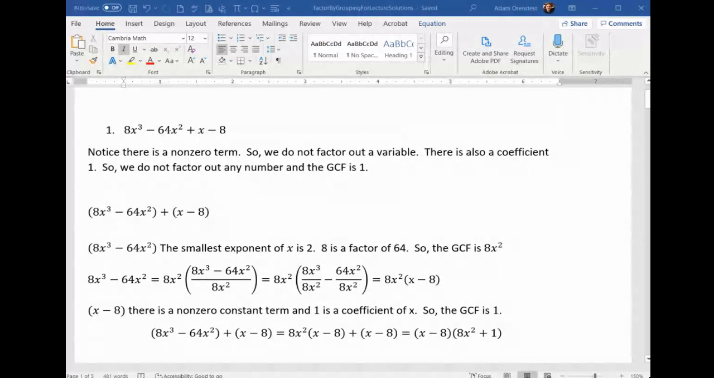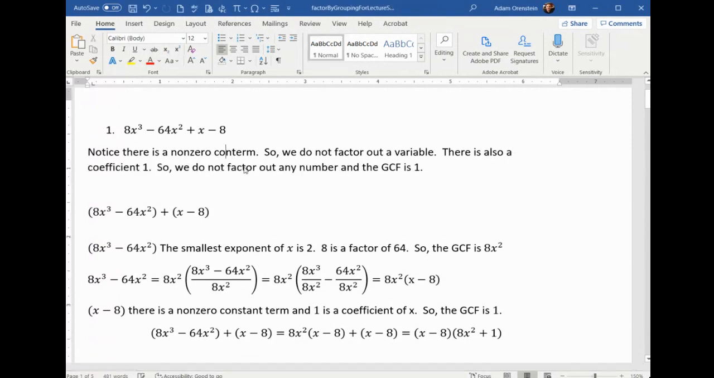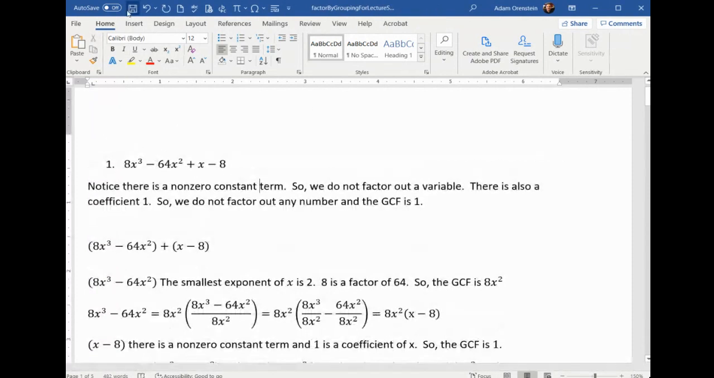Okay, so for the first one, again, notice that we can't factor out x, mostly because there's a non-zero constant term. It should be constant term. Let me fix that. This is a non-zero constant term. That's what it should say. Okay? And because of that, we can't factor out x at all. Basically, there's a term with no x's in it. So we can't factor out x, the variable.